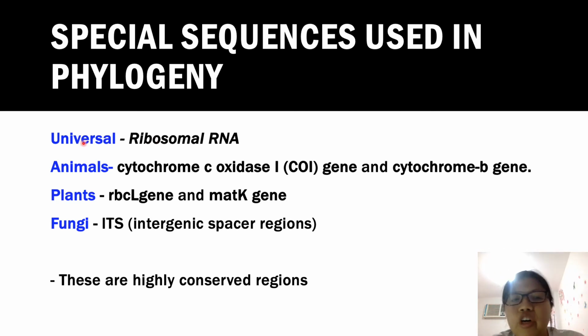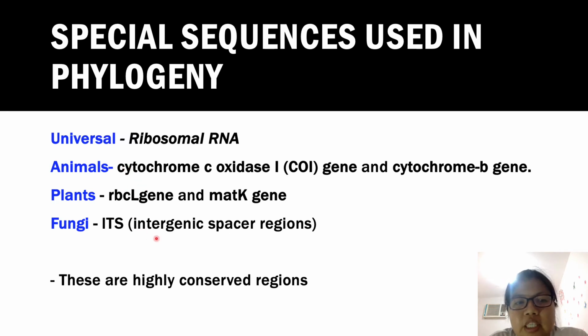Okay, for universal use, organisms can use ribosomal RNA. For animals, because it is difficult to compare everything, if you want to delineate in the animals only, we have the cytochrome oxidase 1 and cytochrome oxidase B gene. Okay, for plants, we have what we call the RBCL gene and the MATK gene. It's in your learning guide. And for fungi, I think this is not in your learning guide, this is the ITS, the intergenic spacer region.